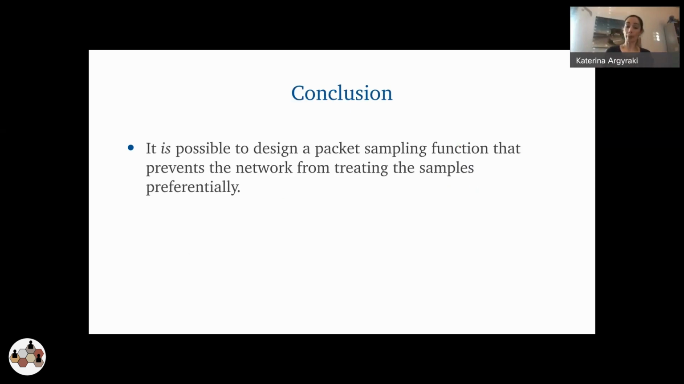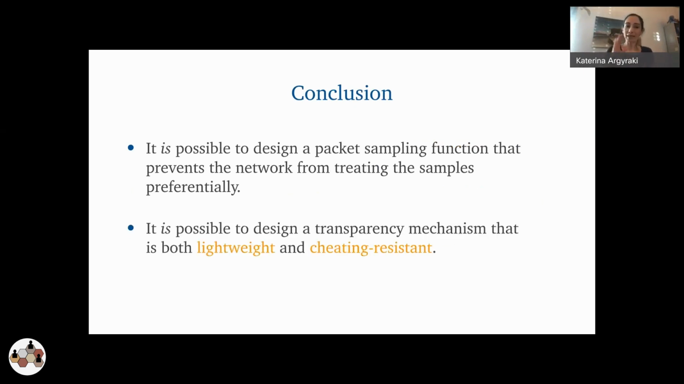So the conclusion: under this assumption, where we're trying to judge the behavior of a network but not for arbitrarily sized aggregates, it is possible to design a packet sampling function that prevents the network from treating the samples preferentially. Why is this important? Because from a technical point of view, it is possible to design a transparency mechanism that is both lightweight and cheating resistant. Why lightweight? Because it can rely on sampling, a very small subset of observed packets the network reports on, 1%, 0.1%. It depends on what accuracy we want for our performance estimates. It can be good enough, and we can do it in a way that's cheating resistant.